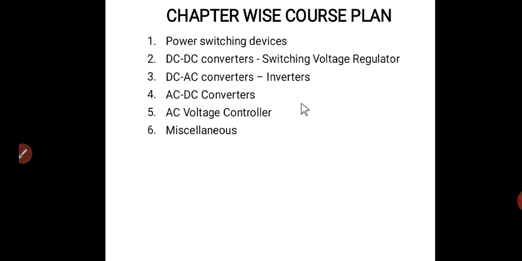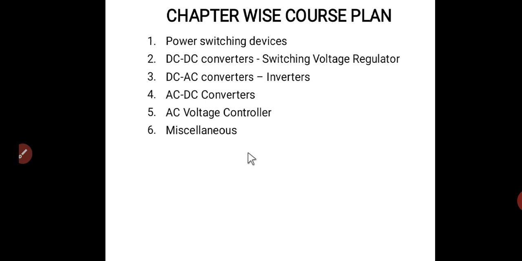Fourth one is AC to DC converter. That means rectifier. It converts the AC supply into DC supply. Like for a DC motor at home, we get AC supply but we need DC supply to run the DC motor, so we have to convert AC into DC voltage, so we need AC to DC converters. Fifth one is AC voltage controllers. Some applications need a variable AC source, but at our home we get constant AC voltage, so we have to convert AC voltage of one level to another level, so we need an AC voltage controller.